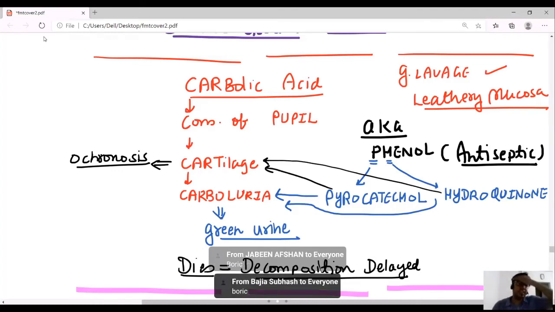Brown color mucosa and urine is seen in which poisoning? It is nitric acid. Xanthoproteic reaction is seen in which poisoning? The answer will be yes, nitric acid. Now carbolic acid, my dear friend.